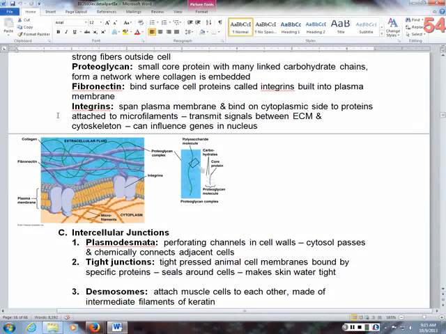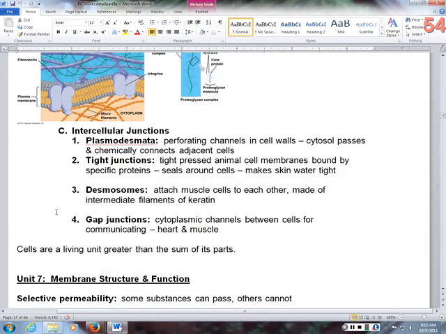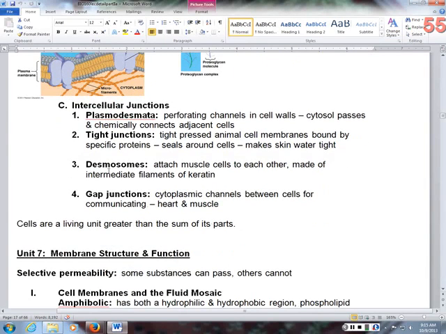You've got the fibronectins right here that you can see. And then the integrins, like their name sounds, integrates, is going to span the plasma membrane, and it's going to bind on the cytoplasmic side to proteins, and that's going to help transmit messages between the inside and the outside of the cell. So even though you've got a membrane and things are separated, the cells need to be able to communicate with their outside world, and this is how they're going to do that.